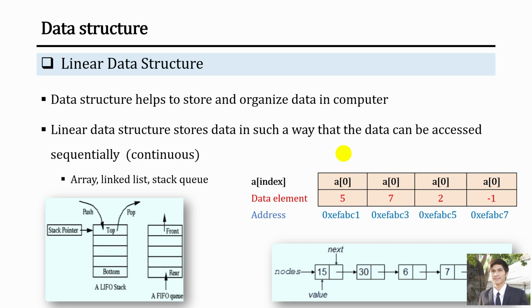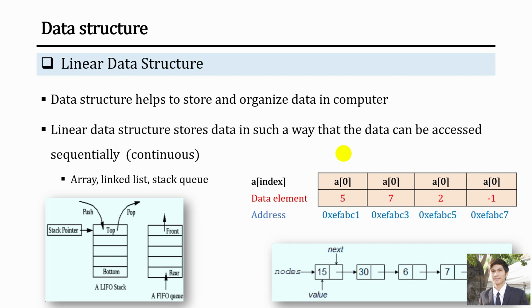So first things first, we will talk about the linear data structure. Actually, it helps to store and organize our data in our computer in a linear way. So we have learned before array data structure, linked list, stack and queue, and hash table. Those kinds are called linear data structures, because they store our data in a sequential way. We can access it sequentially. The way it is stored, they connect to each other from one to another.